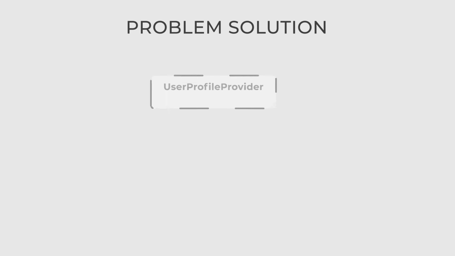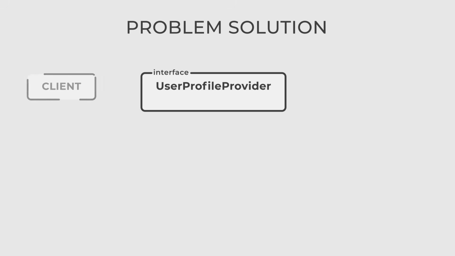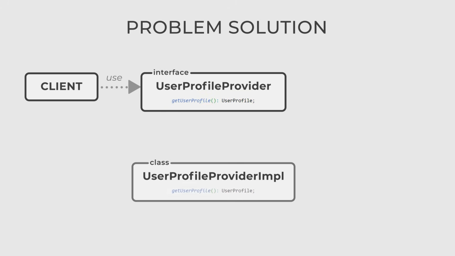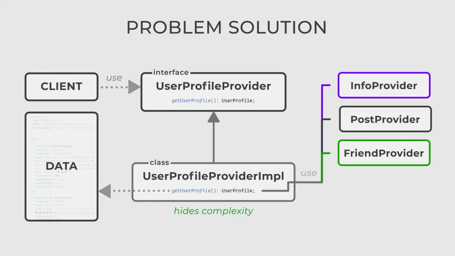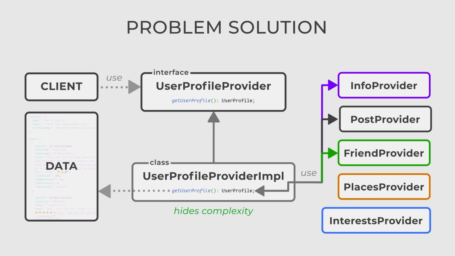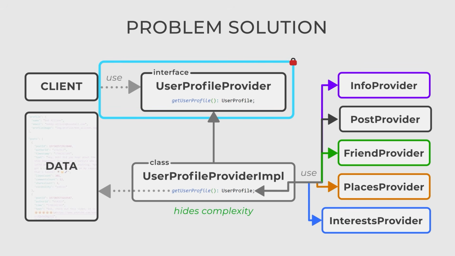Let's define the user profile provider interface that the client will use and which contains a method getUserProfile. Then, let's create a user profile provider impl class that implements the interface. Its method returns all the information about the user's profile. It hides the complexity of obtaining information from various services, such as friends provider, host provider, and so on. When new data needs to be added to the profile, the interface method and its use should not change.